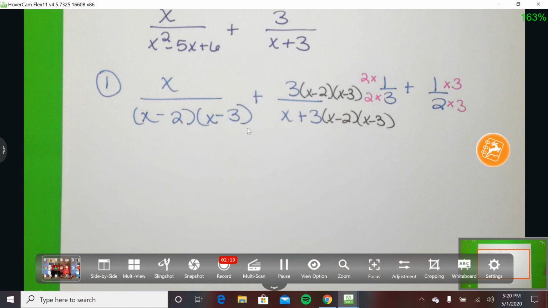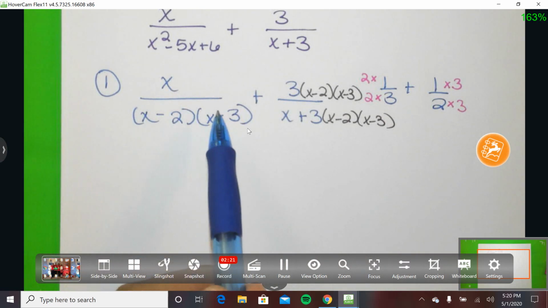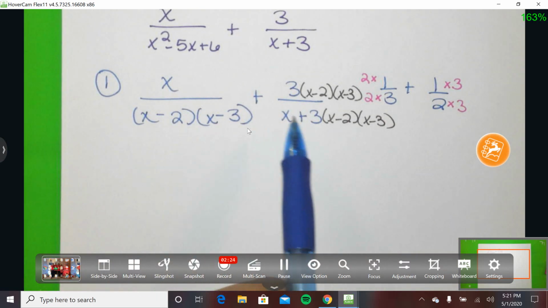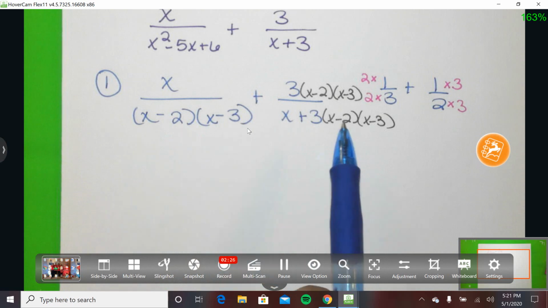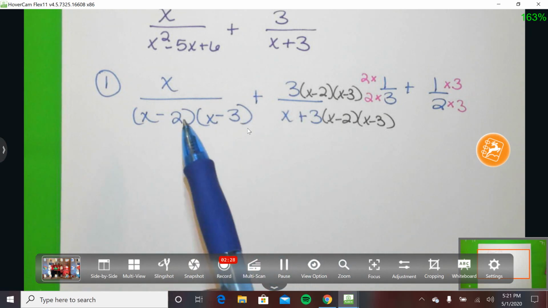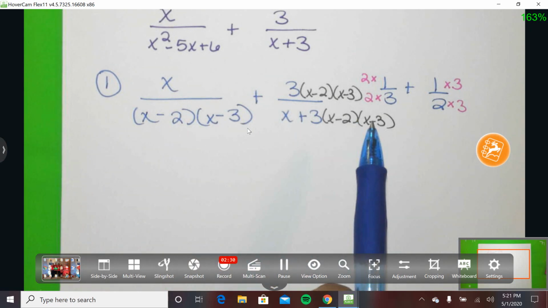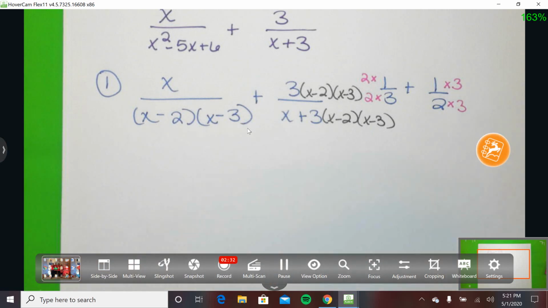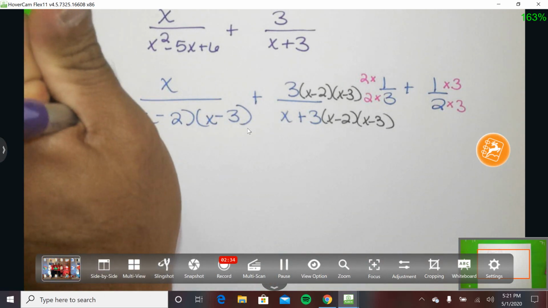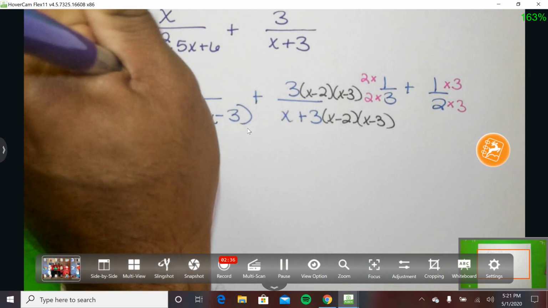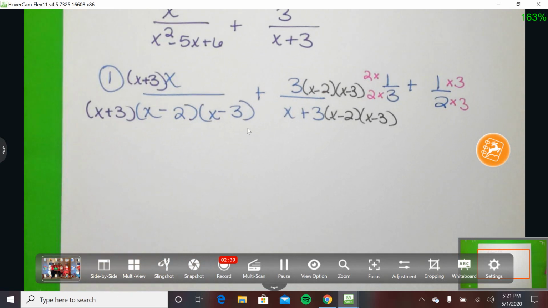Now, if you move on to this part and you look over here, well, you already have the x minus 2. You already fished that. You already fished the x minus 3, so really the part that you're missing is the x plus 3. And whatever you do to the bottom, you do to the top.